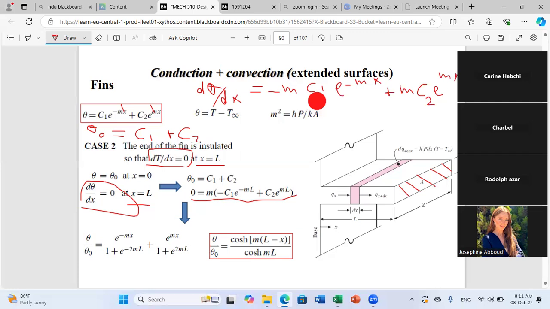Now if I replace at x equal L, I just have to put L here and here. This should be equal to 0. So I get the following condition, and now I have two equations with two unknowns. I can solve for the values of C1 and C2. Don't worry about these function forms, I will give them to you. I just want you to know how to apply boundary conditions and how to get your C1 and C2.